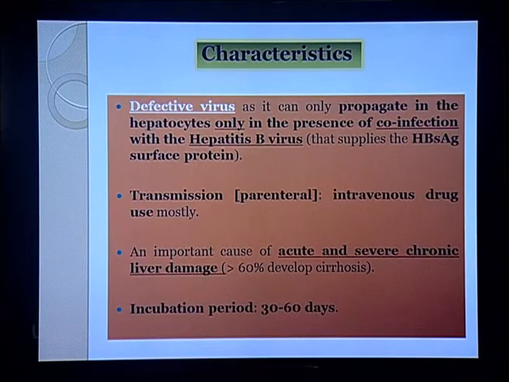Now, why is it called a defective virus? Because it cannot perpetuate within the hepatocytes without help from the hepatitis B virus. Hepatitis B virus helps it to replicate within the hepatocytes because it provides hepatitis D virus with the hepatitis B surface antigen part. Now the transmission is parenteral.